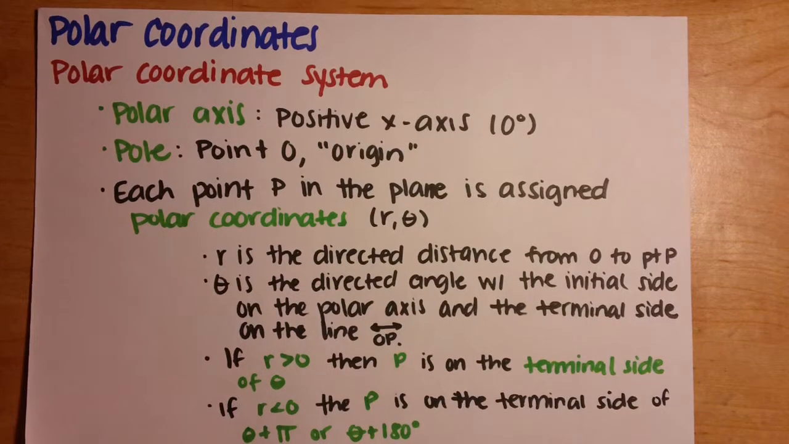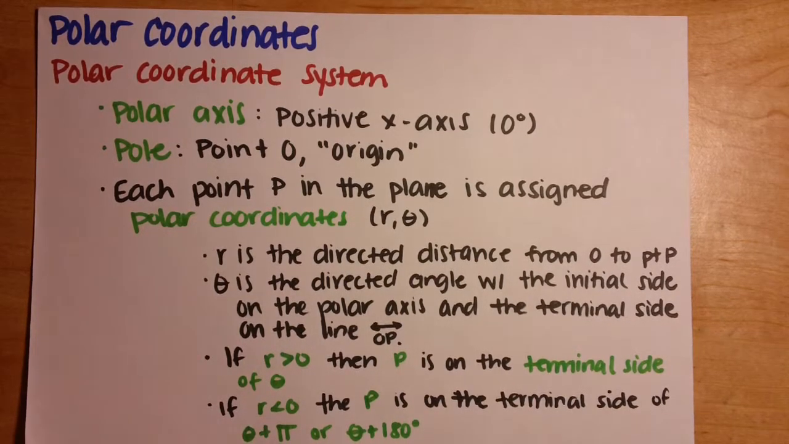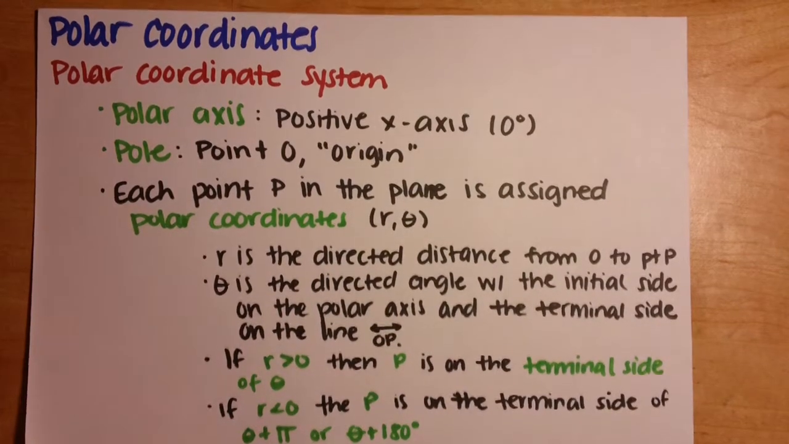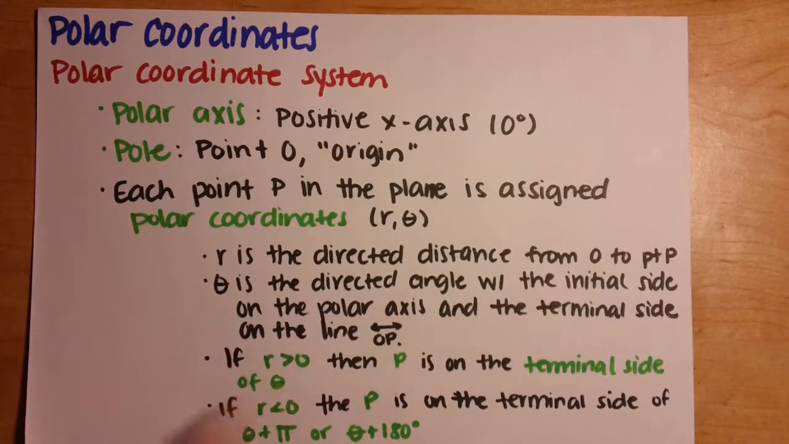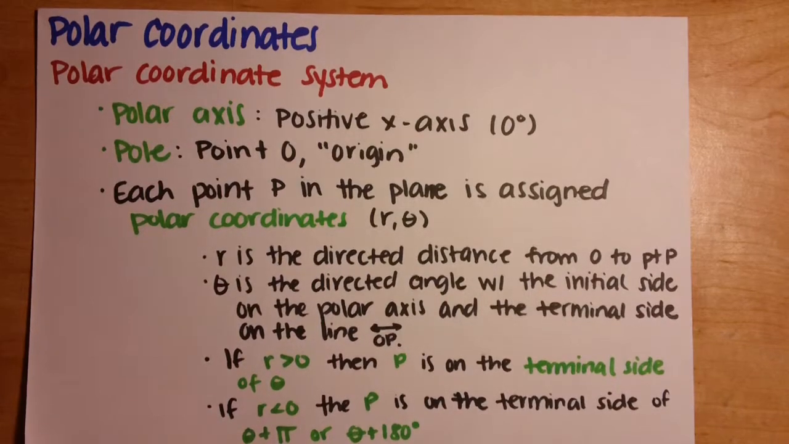R is the directed distance from O to a point P. Theta is the directed angle with the initial side on the polar axis and the terminal side on the line OP. If r is greater than 0, then P is on the terminal side of theta. If r is less than 0, then P is on the terminal side of theta plus pi, or theta plus 180 degrees. This will make more sense in the next couple examples.